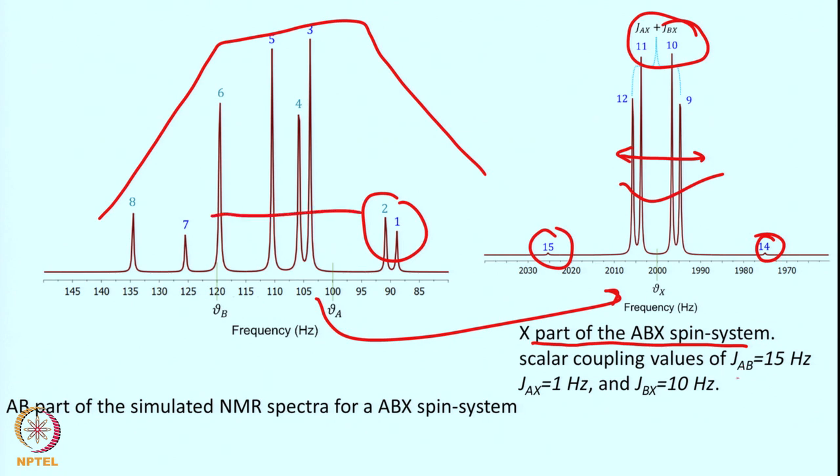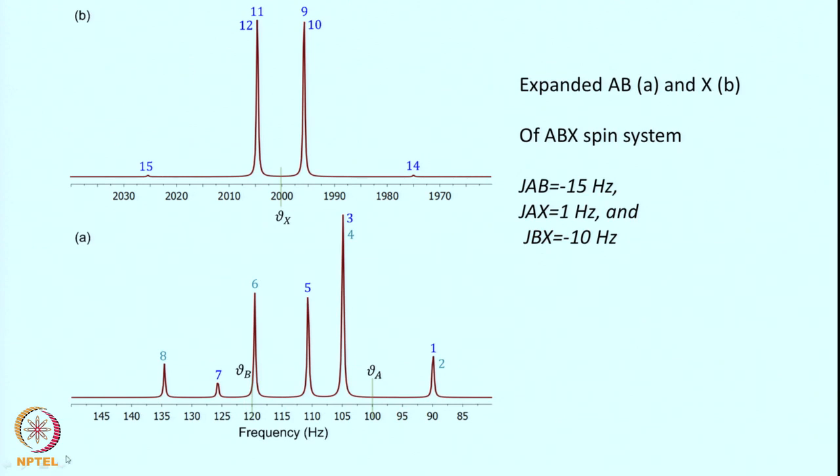Here we have assumed that the AB coupling constant is 15 Hertz, AX is 1 Hertz, and BX is 10 Hertz. That is how a spectrum will look for a strongly coupled AB system that is weakly coupled to the X spin. One can expand and find these different spectra for the X spin and also for the AB spins. This is the kind of spectrum one can get for a strongly coupled AB system that is weakly coupled to X.